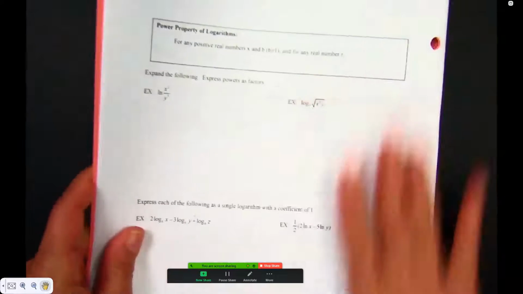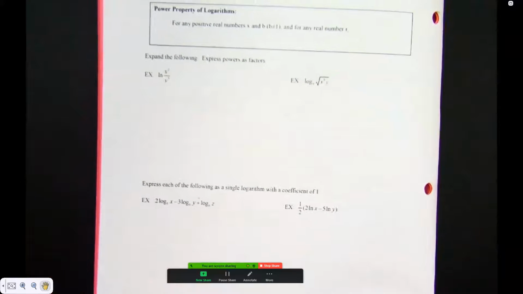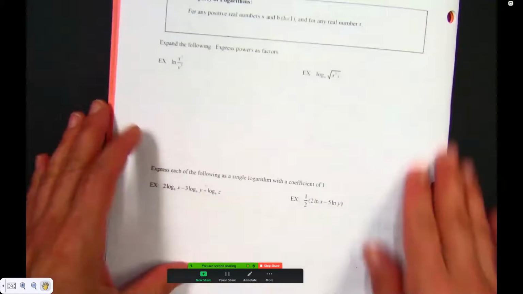All right. So by the way, this is it. I only have a few more things that I'm going to talk about for you today. Let's go ahead and look at the top of the page.